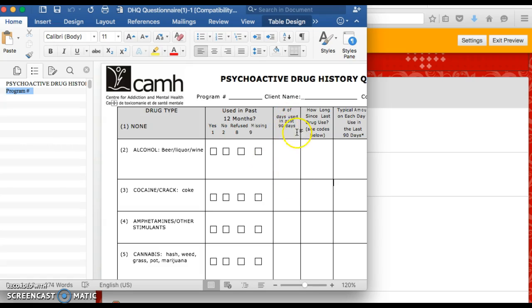Number of days used in the last 90. So if somebody drinks once a week, that's 12 days in the last 90. Twice a week is 24. 3 times is 36. You get the idea. And just a rough estimate, as roughly as they can estimate with that.